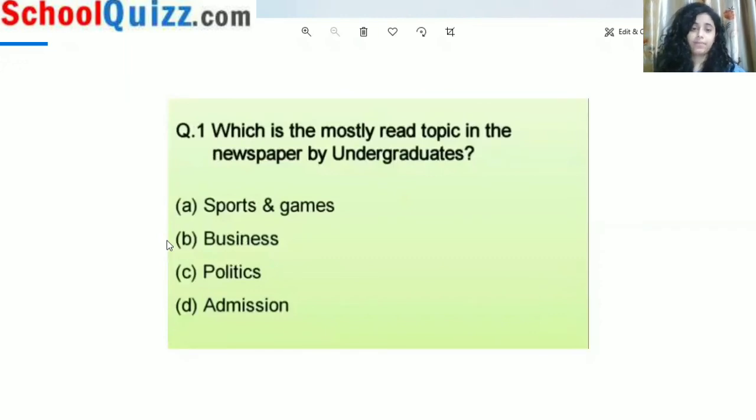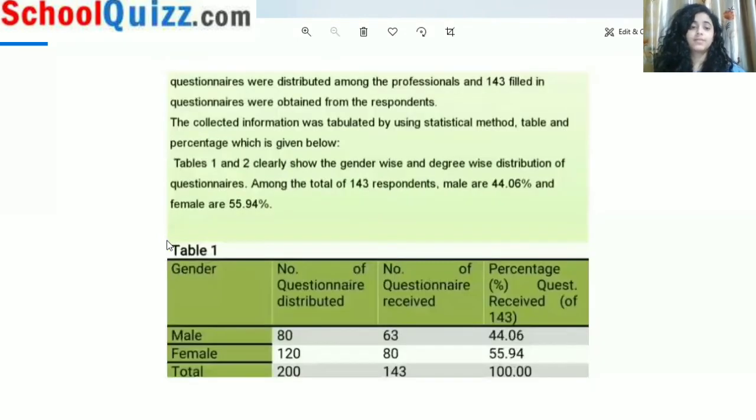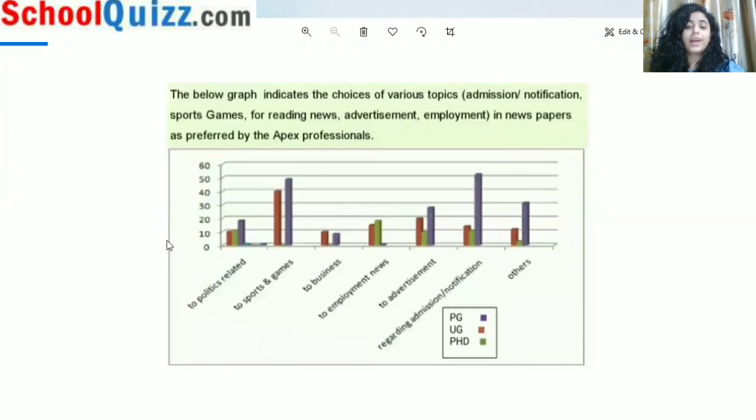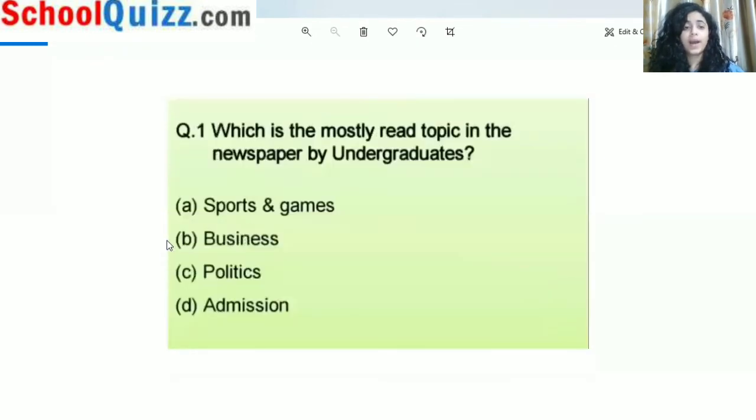That is A. Okay, how did I identify? See, pink color identifies that it is UG. Now, in the bar graph, what you see is that the highest pink color is over sports and games. So our answer is sports and games. Okay, that's how I identified.